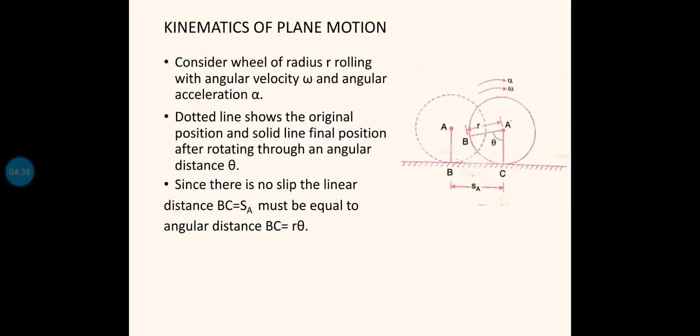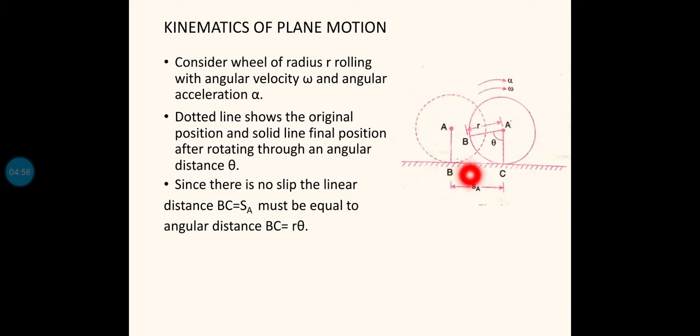Now moving on to the analysis of the general plane motion. Kinematics of plane motion. Consider a wheel of radius r rolling with angular velocity omega and angular acceleration alpha. You can see in this figure the angular acceleration of the wheel is alpha and angular velocity is omega, and it is rotating in the clockwise direction.